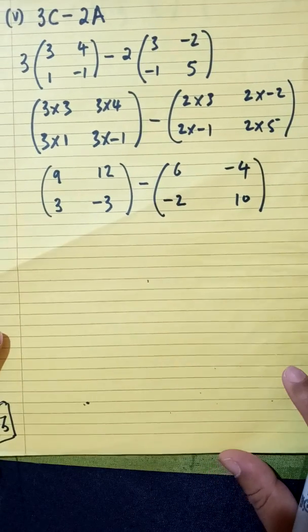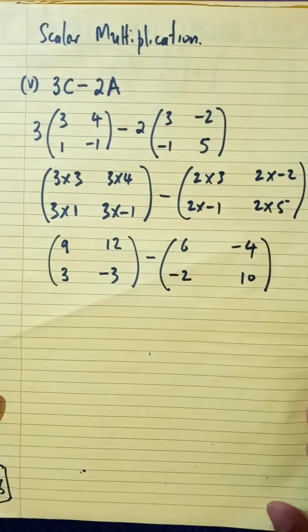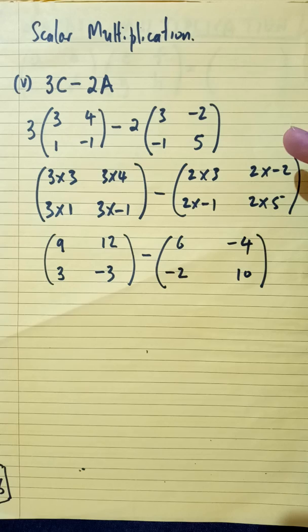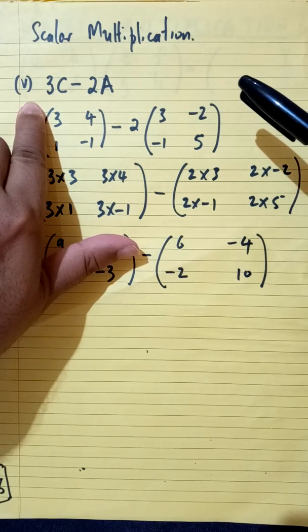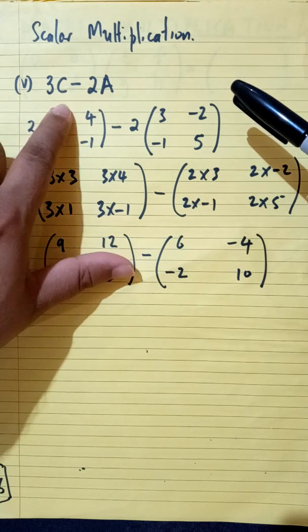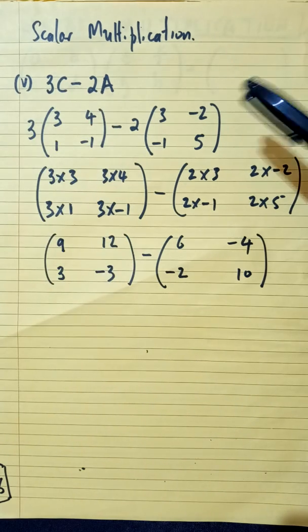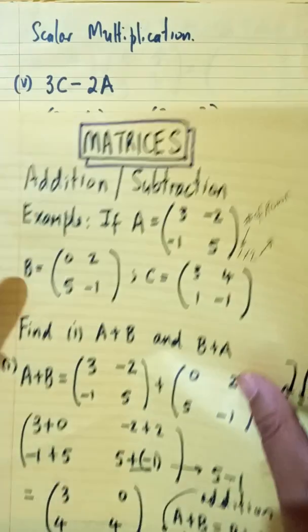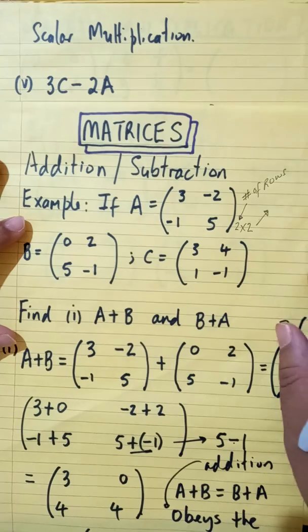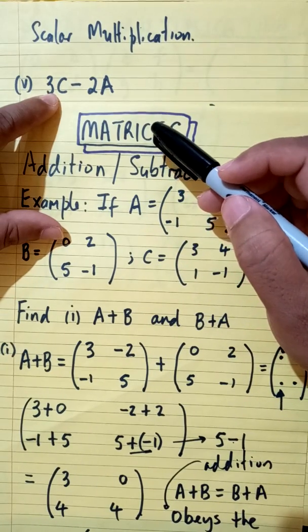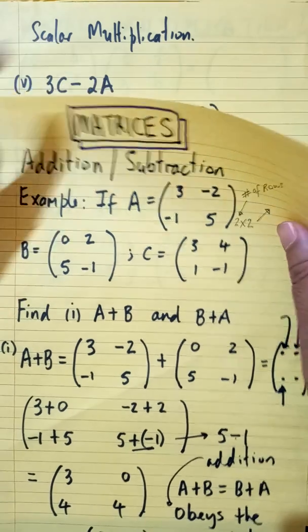Alright, so what we have here is what we call scalar multiplication. Scalar multiplication is when we multiply a number times a matrix. So for example, in part 5 here, it says 3C subtract 2A. Alright, so we're going to go back to our original matrix value. As you can see, they're talking about C and A.